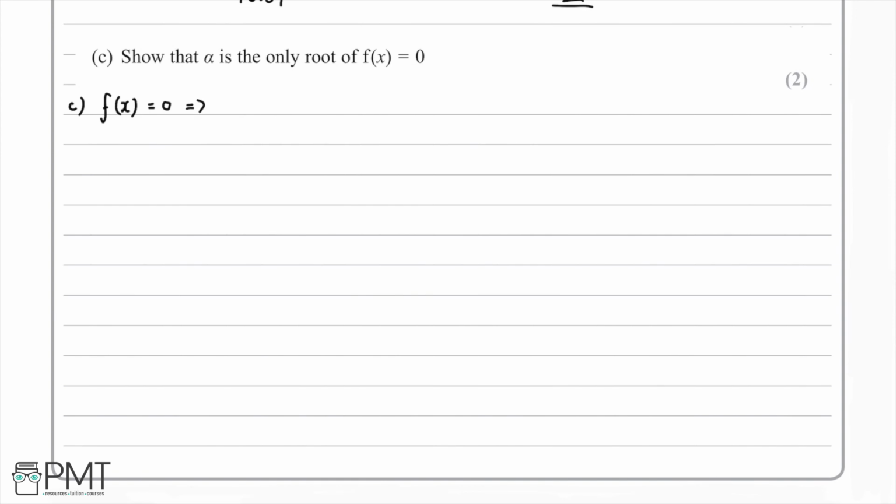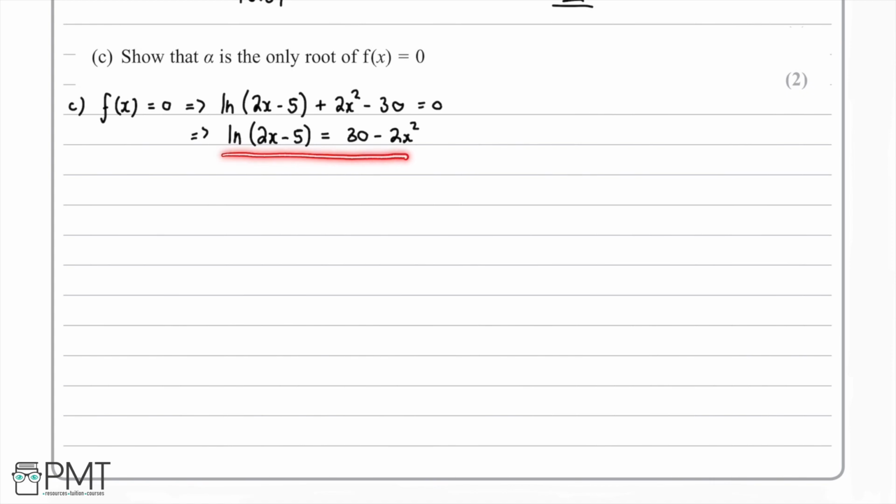So then this means that ln of 2x minus 5 plus 2x squared minus 30 is going to be equal to 0. What we can now do is rearrange this so we have each x term on either side of the equality. So this leaves us with ln of 2x minus 5 is going to be equal to 30 take away 2x squared. This is now our equation that we want to work with.